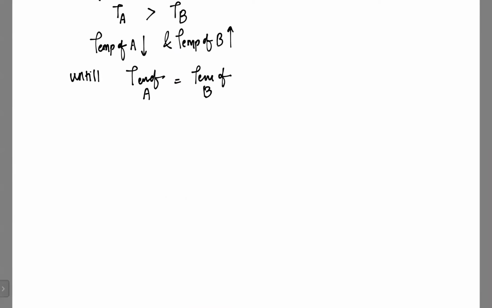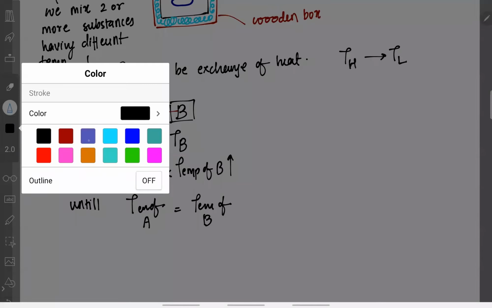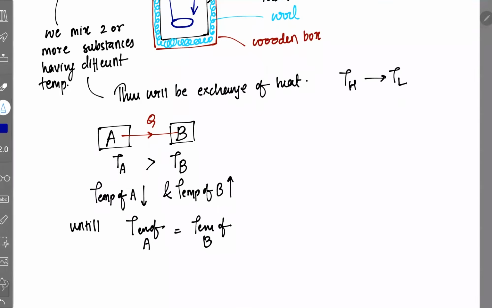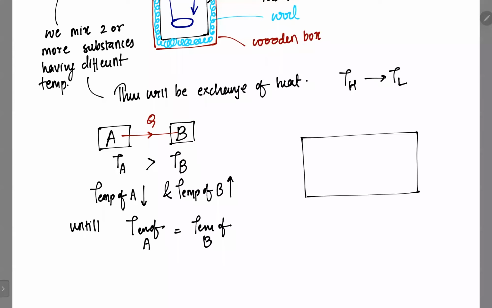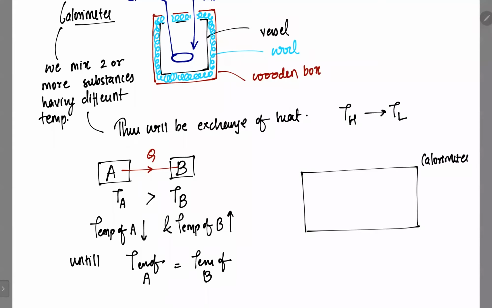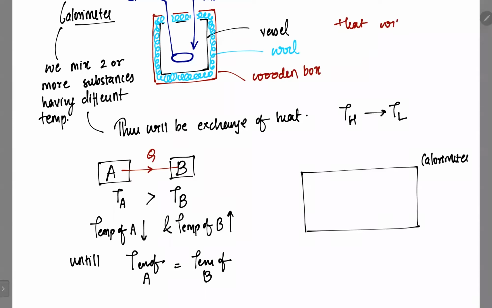Great. Now, if you're able to see here, these two substances A and B will be mixed inside the calorimeter. Let's say this is a calorimeter. Now, a calorimeter is completely insulated. It will not allow heat to enter and it will not allow heat to exit. In a calorimeter, heat will neither enter nor exit.